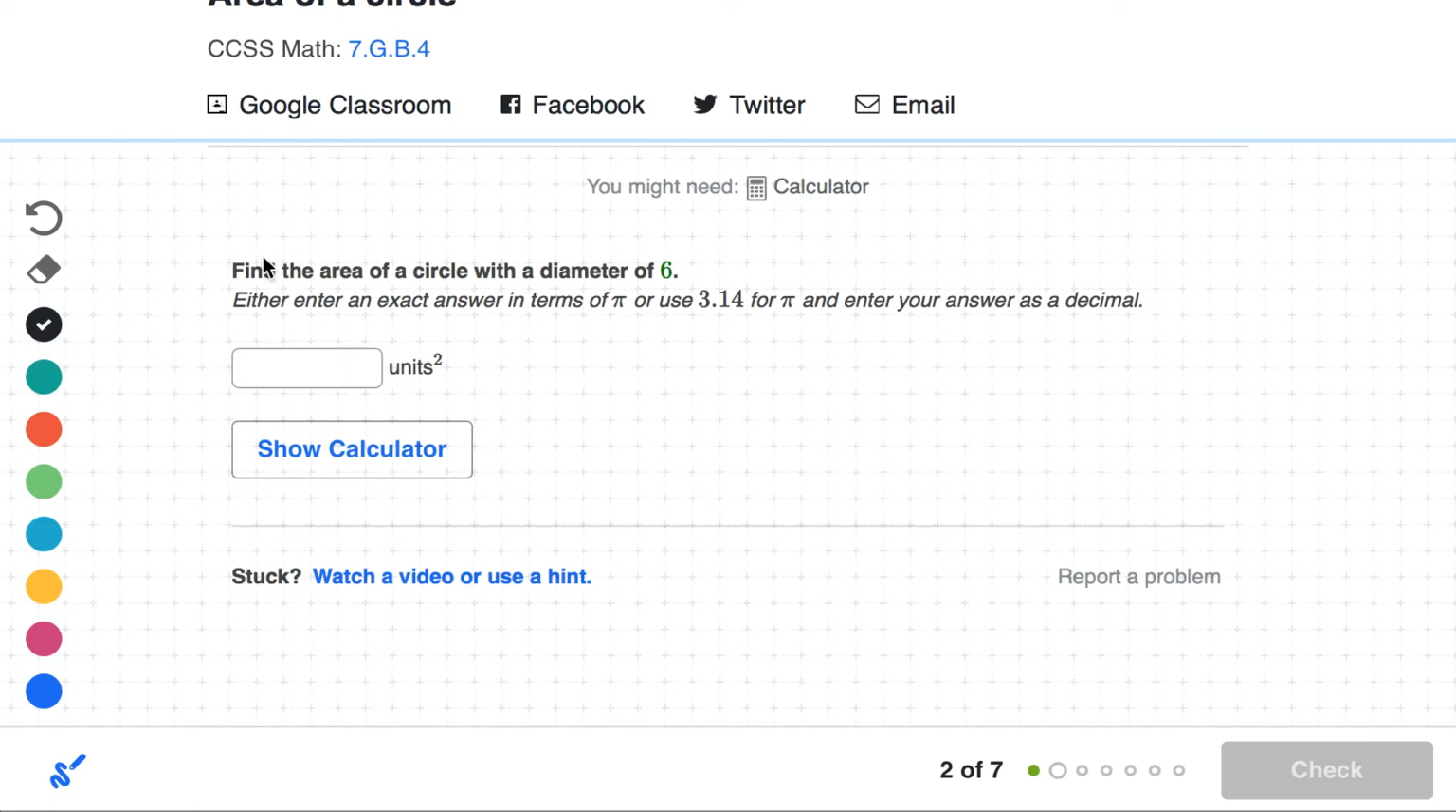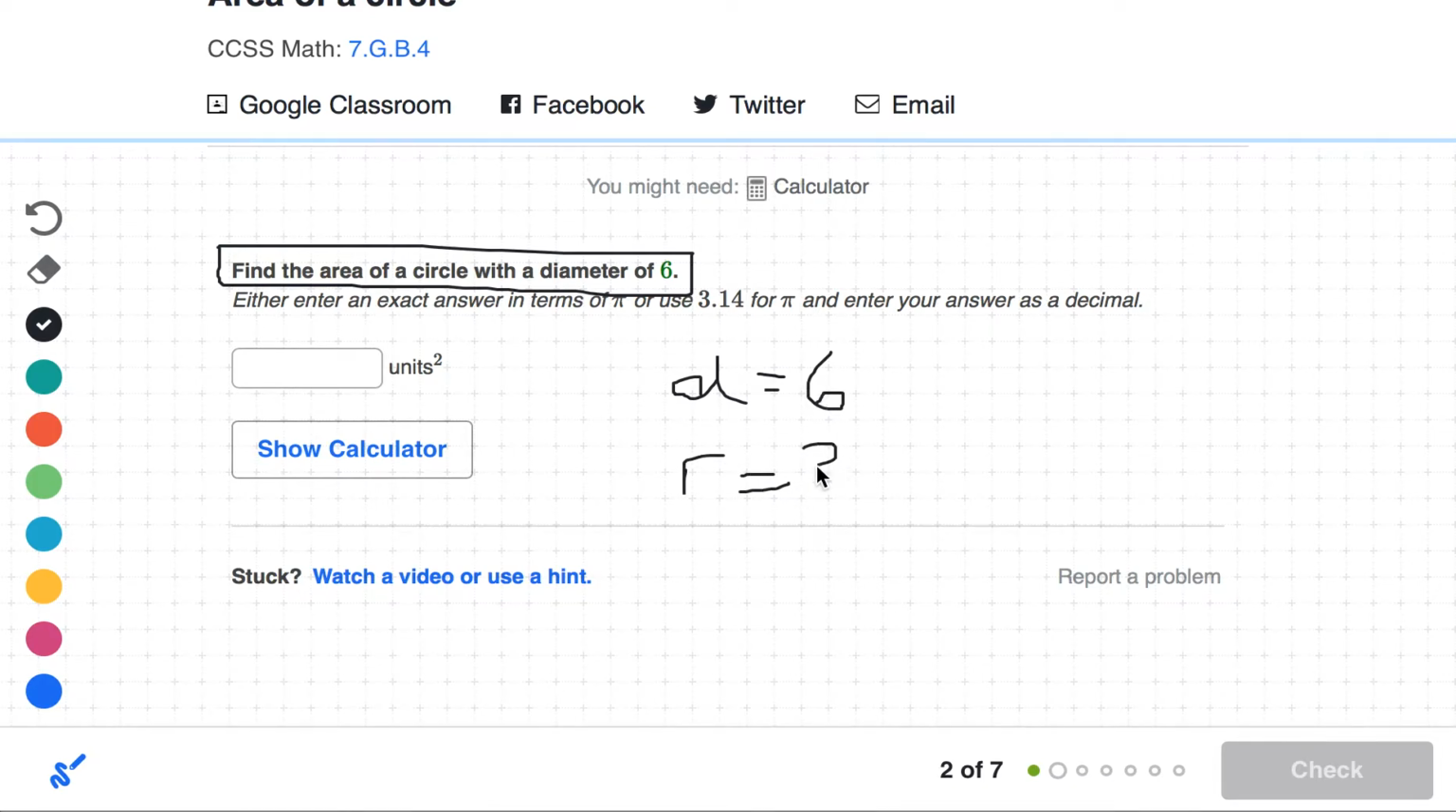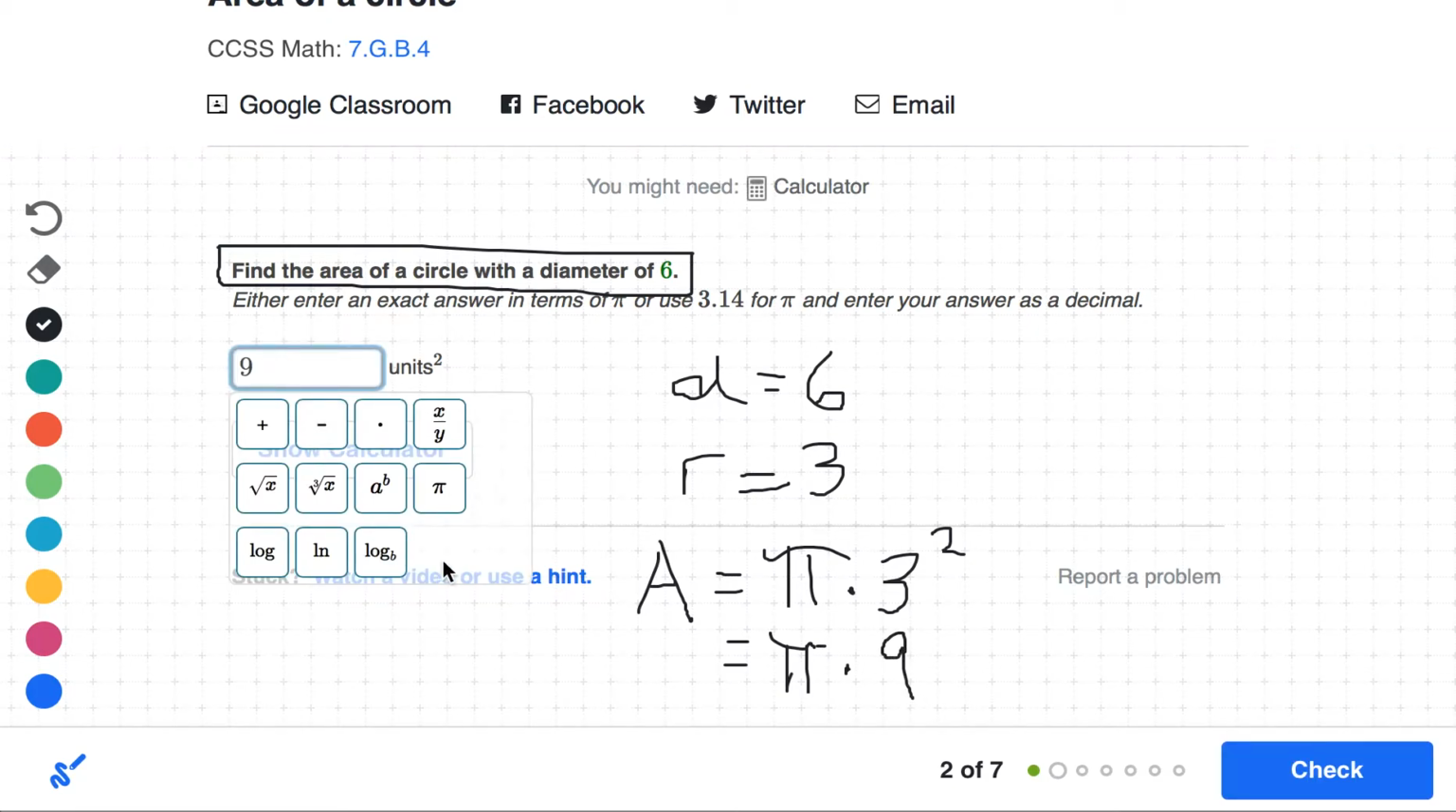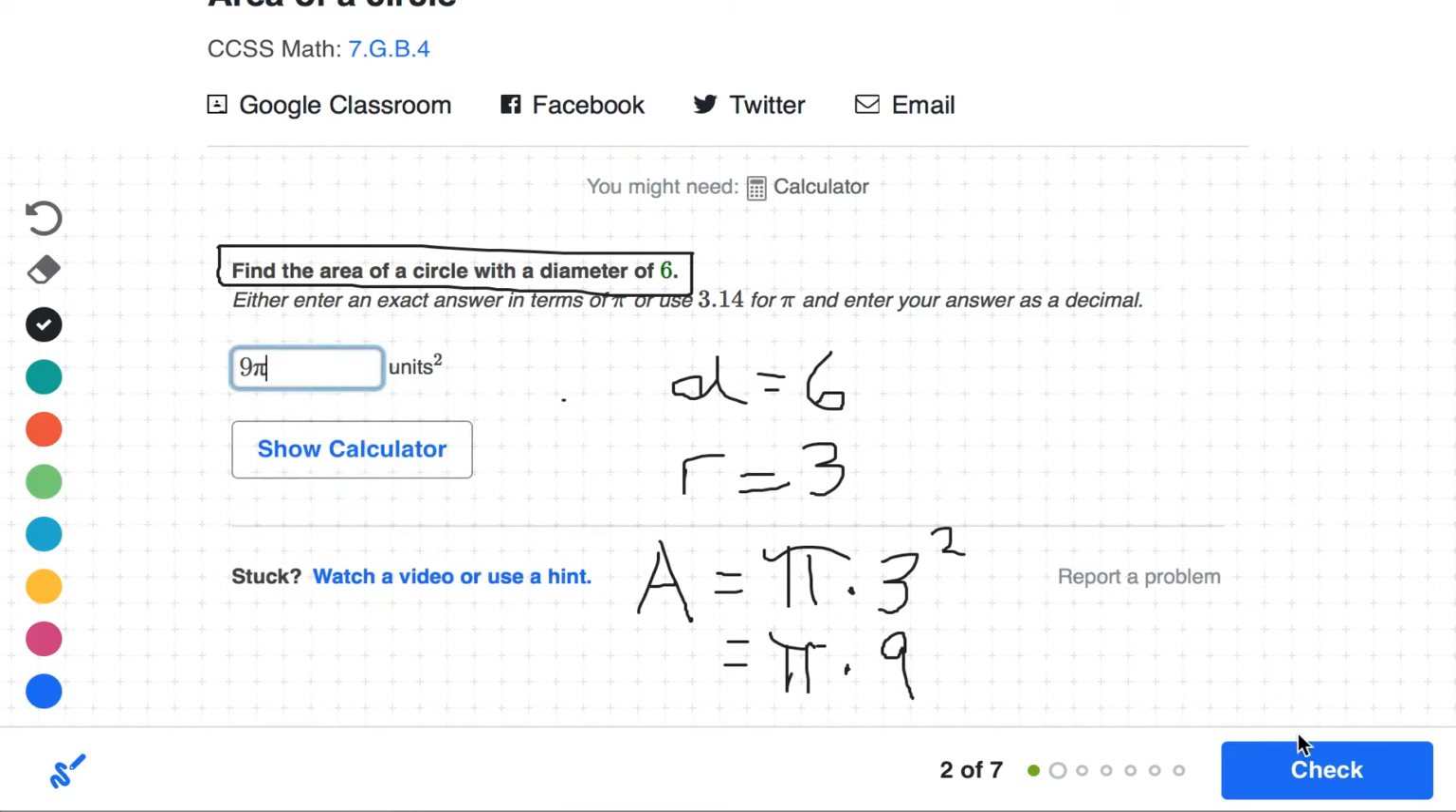Next question is very similar. It says find the area of a circle with a diameter of 6. And once again, the diameter is not the ingredient we need to find the area of a circle. We need radius. So if the diameter is 6, the radius is 3, and the area is pi times radius squared, so pi times 3 squared, which is pi times 9. Now in the previous problem we multiplied using 3.14 for pi. Here let's just leave it as 9 pi to see that we'll also get it right that way.